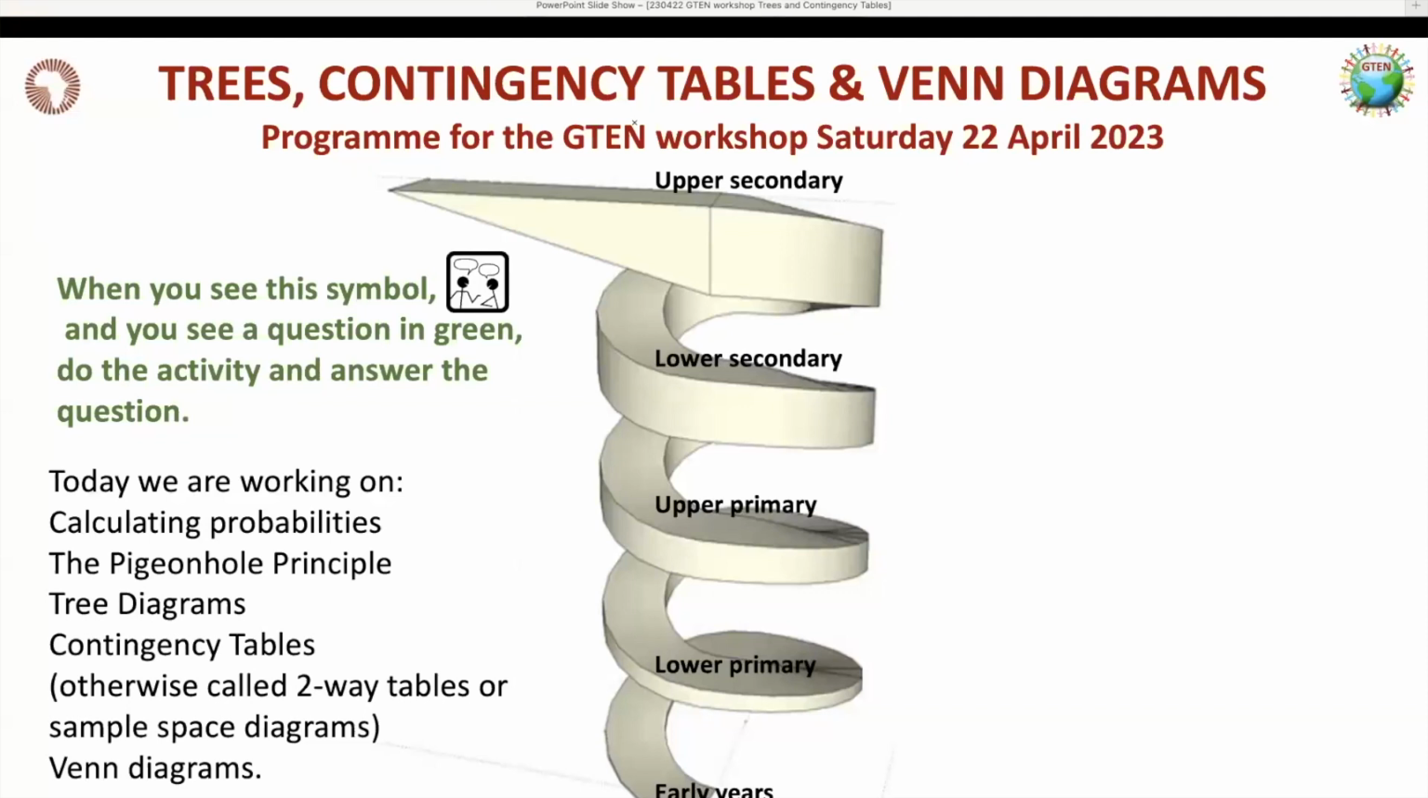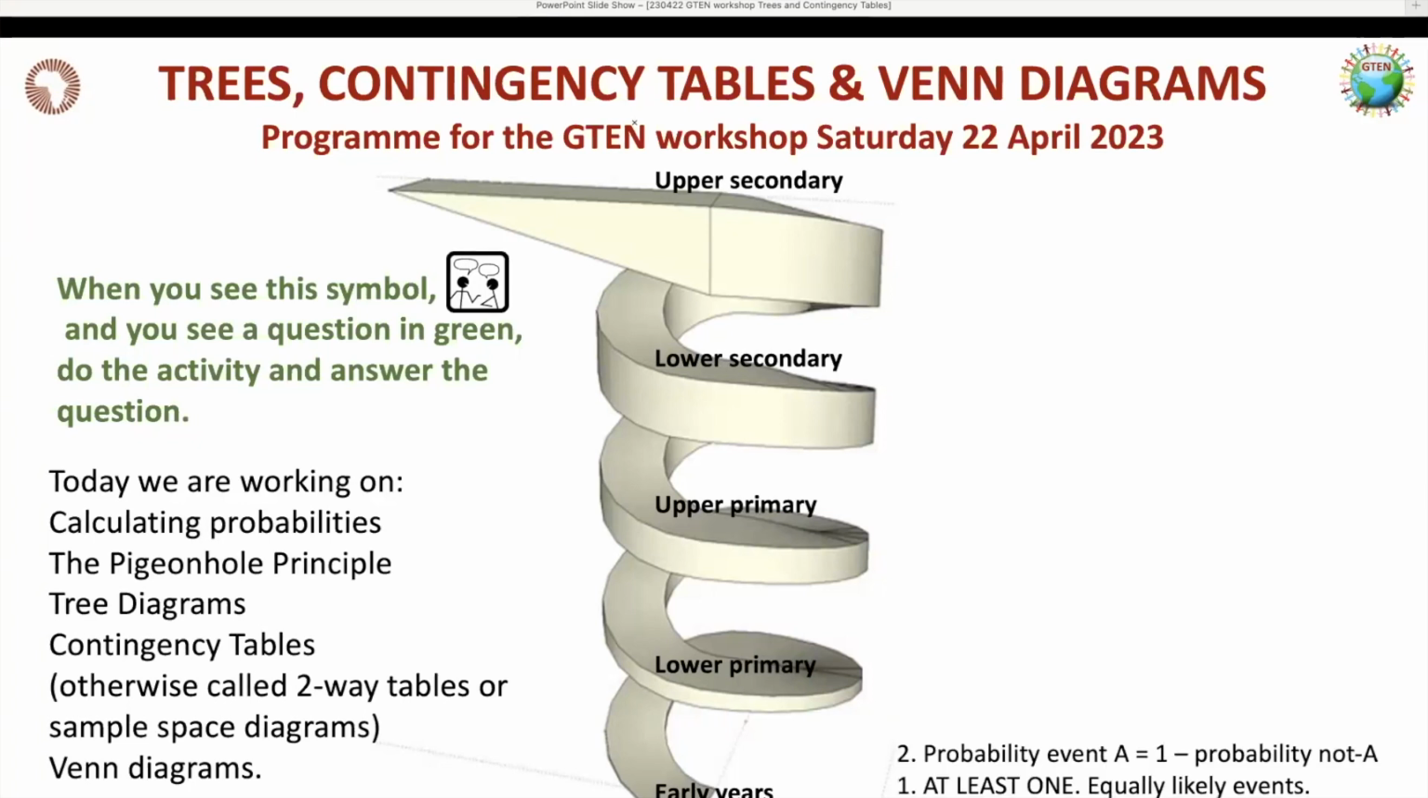So we're working on calculating probabilities. We'll introduce the pigeonhole principle. We'll look at how tree diagrams help us to work with probability and contingency tables. Now, contingency tables are otherwise called two-way tables or sample space diagrams. We'll come back to them. And finally, Venn diagrams. So there are 3 ways of illustrating the probability of actually putting all the information in a very clear way into a diagram.